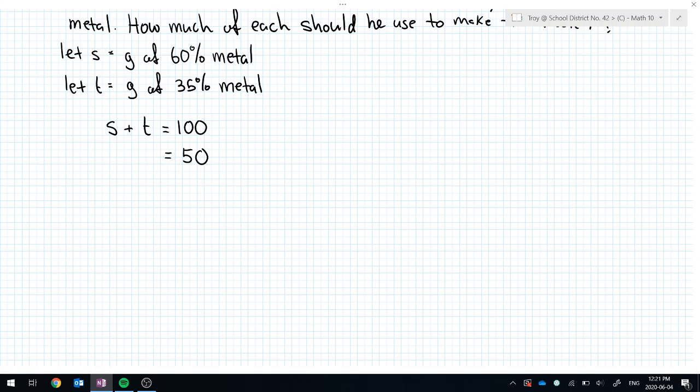But now this is the tricky part for the next part of the question. So let's take the 35% metal, for example. We can't say all of T is going to be silver because, as we know, the T metal is 35%, so only 35% of it is going to contribute to this 50 grams of silver. So to take 35% of T, we just multiply it by 0.35. So whatever amount of the T metal we use, we know 35% of it is going to be silver.